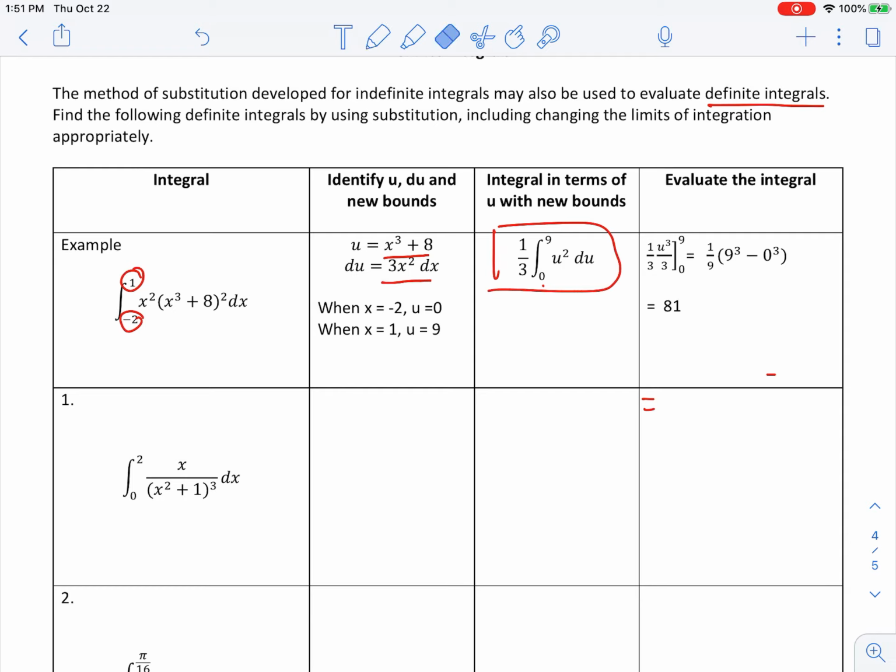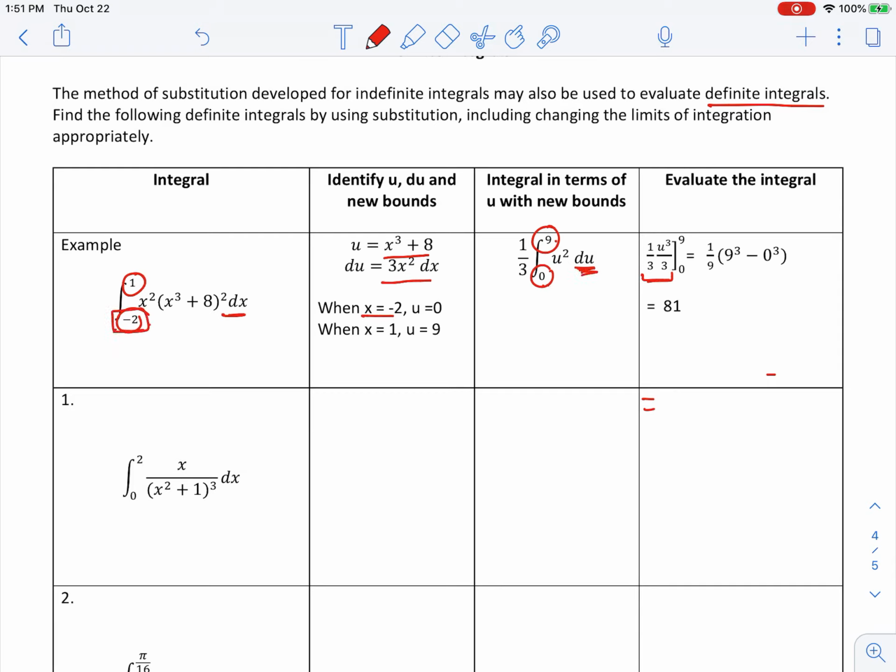The only thing extra that we have to do now is these bounds here have to match this variable of integration. So here, in the original problem, these are your x values. But if you're going to go ahead and integrate, plug in bounds for u's, then you have to make these bounds be a u value. So the idea is this.